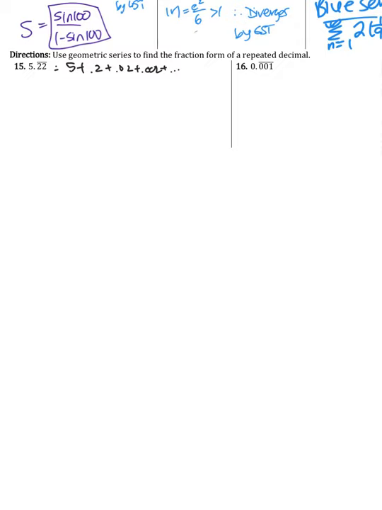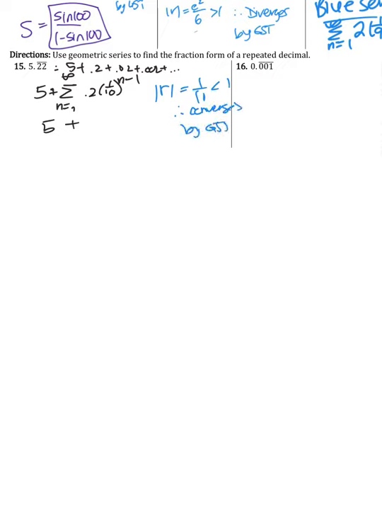So how could I rewrite this using sigma notation? Well, I could just write 5 plus the sum from n equals 1 to infinity of 0.2 times 1/10 to the power of n minus 1. You can pause the video and confirm for yourself that that does actually make sense, that that series is what we're talking about here. So looking at just the series, ignoring the 5 for a moment, this is geometric. The absolute value of r is 1/10, which is less than 1. Therefore, this converges by GST, which means we can find the sum.